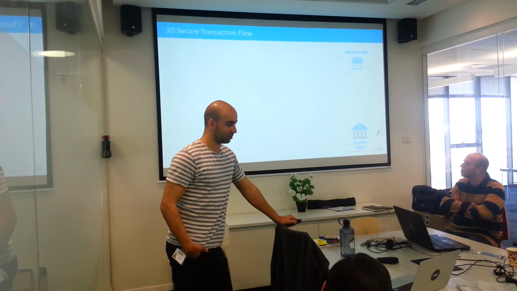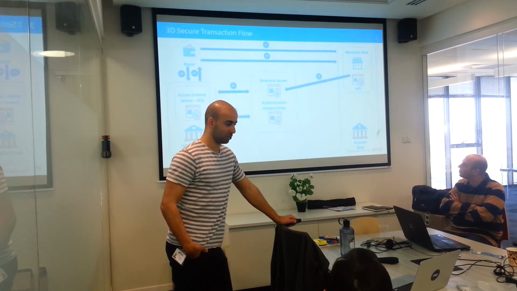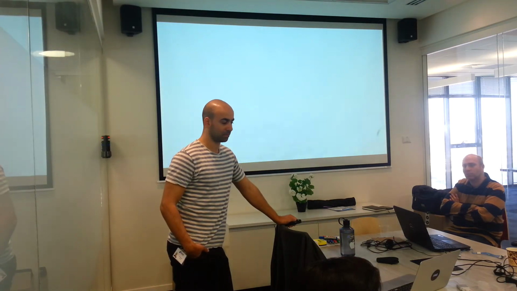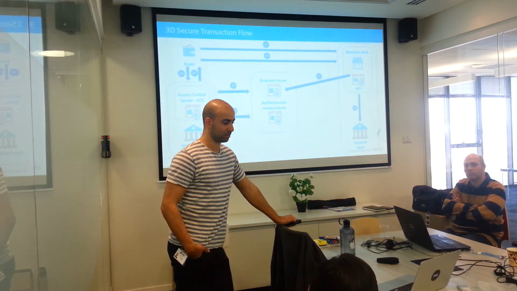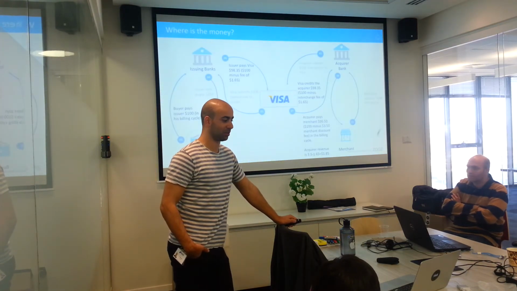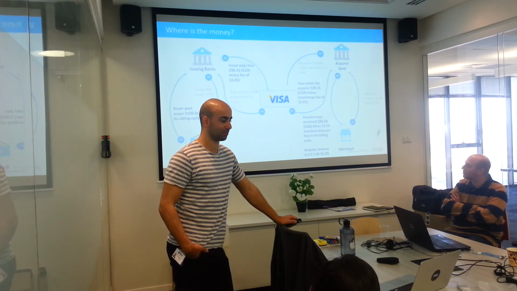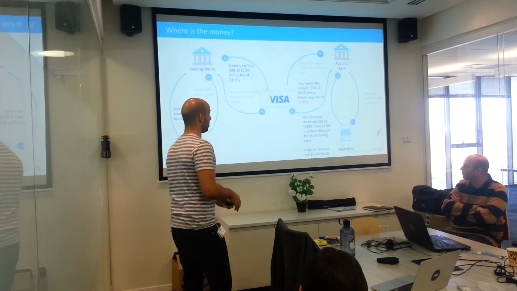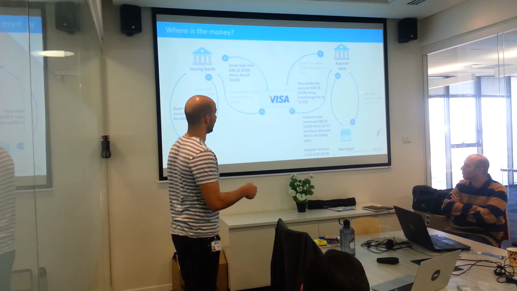So another question: do you have the same diagram with Zeus in the middle? I mean, where does Zeus save the money? That's a good question. Where do you think Zeus is in this diagram? Between the merchant and the acquiring bank. Right. So we're basically there, right?